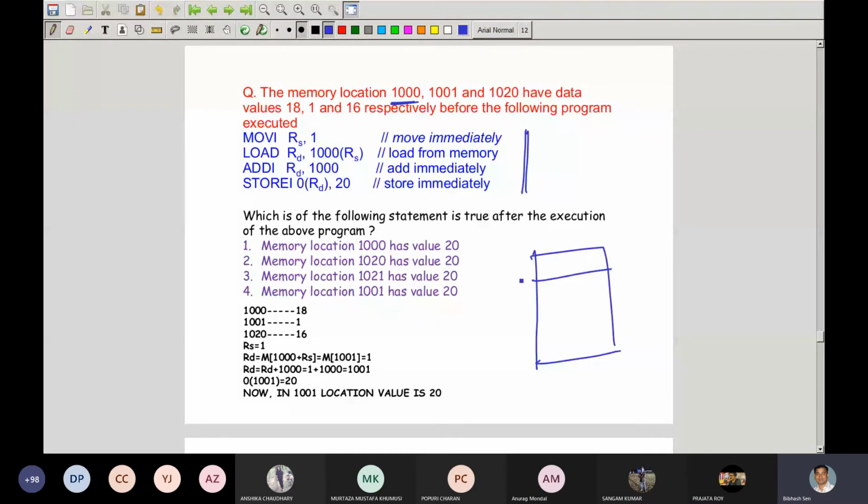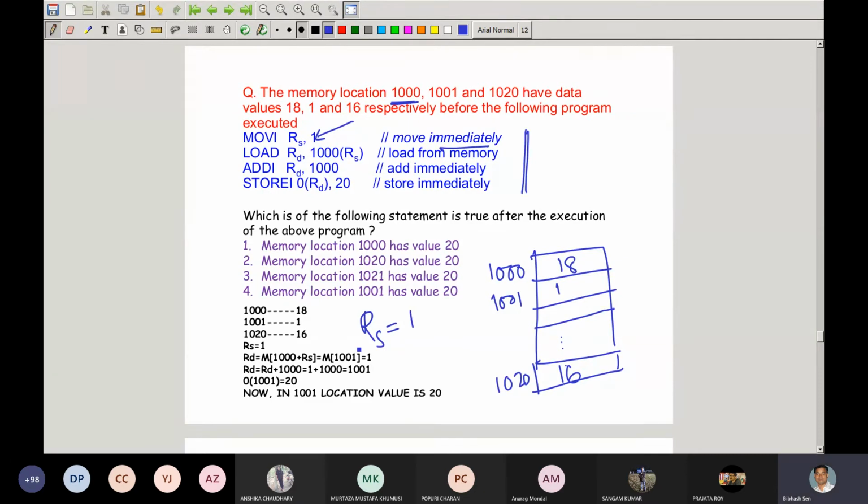I am trying to solve it. Memory location is 1000, where the same data is present. Then I made 1001 like this. Finally, I'm writing 1020. So here 18, here 1, here 16. Now move RS 1. It is immediate mode because the value is directly given. Clear? So what RS value are you getting?